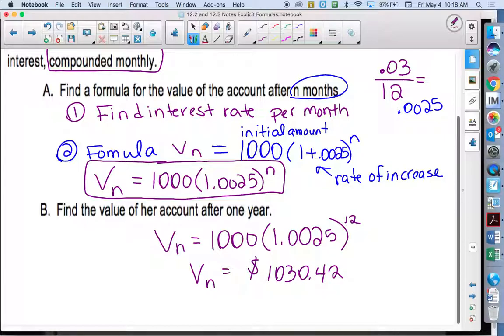So the initial amount, what you're increasing by, raised to the power of n. This is actually a geometric sequence. So it has that same form: my first term times the ratio to the nth power. So it's an exponential equation, also a geometric sequence.